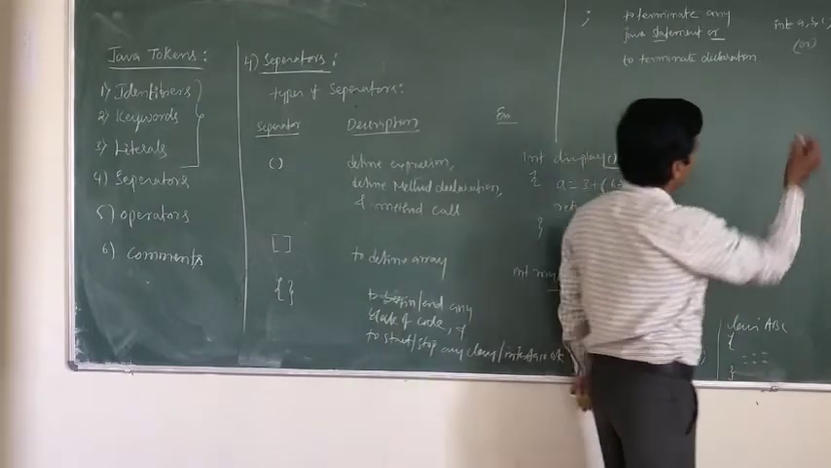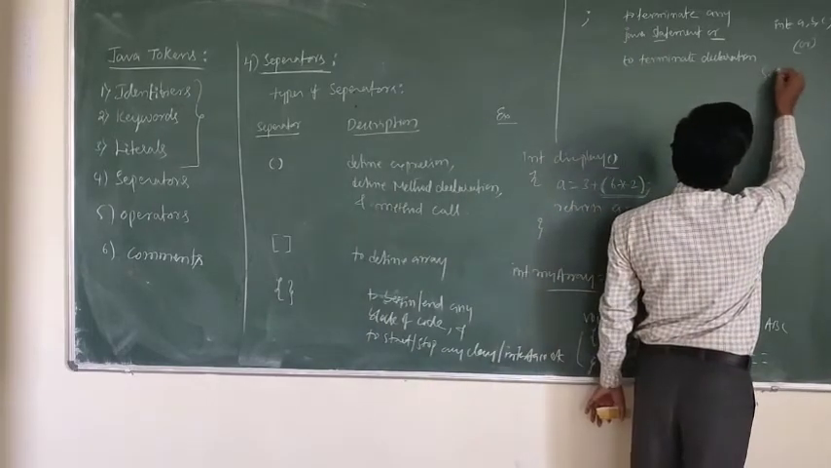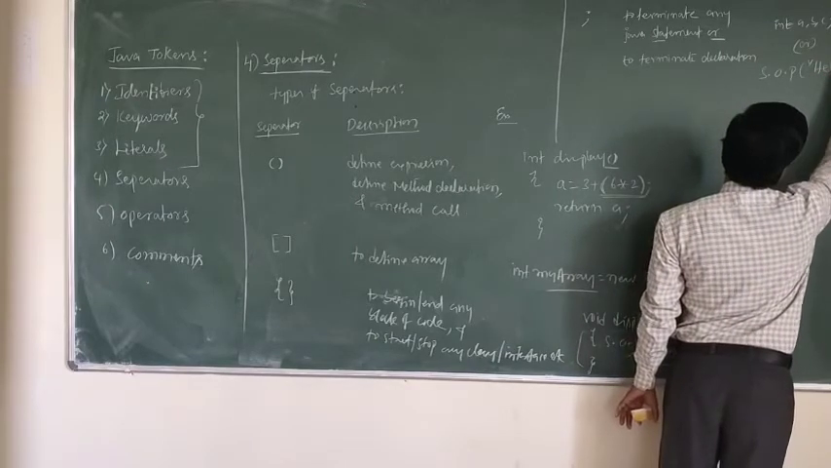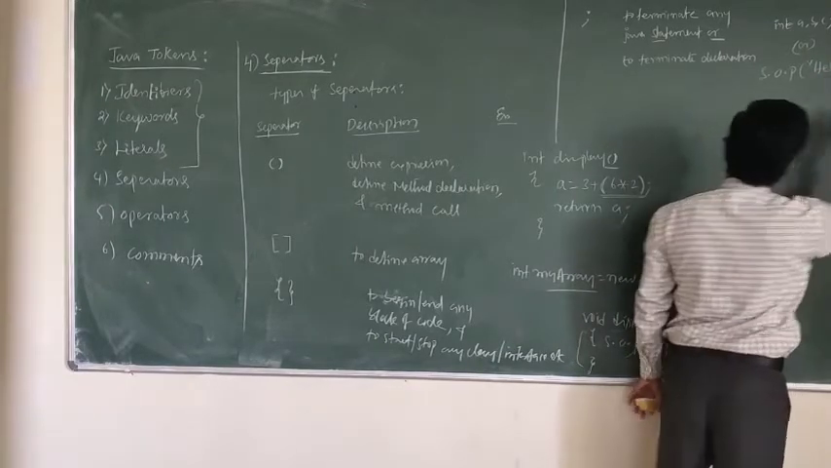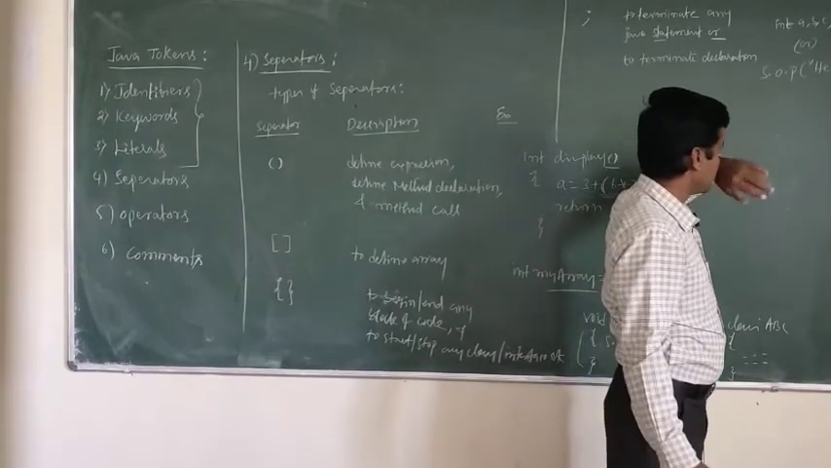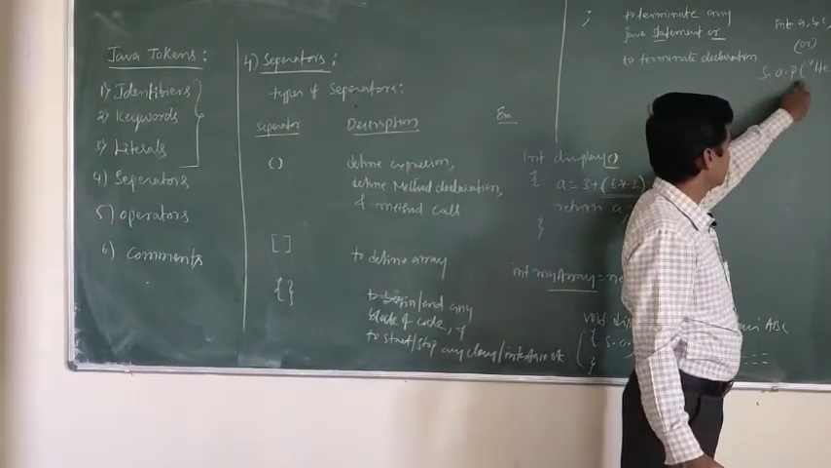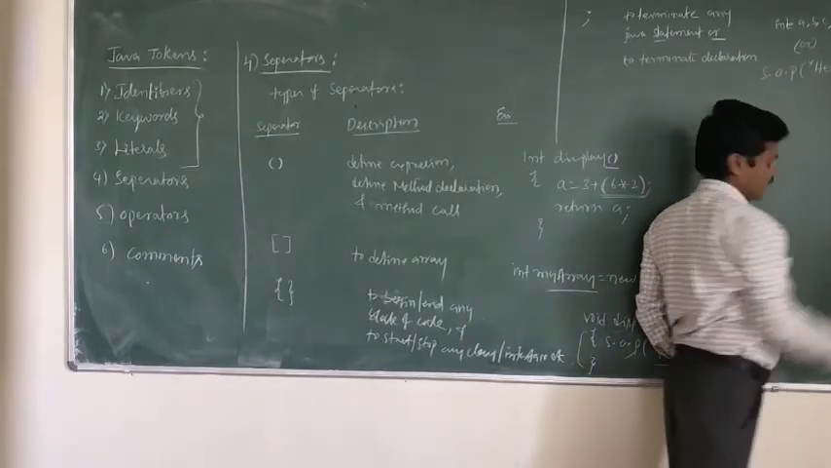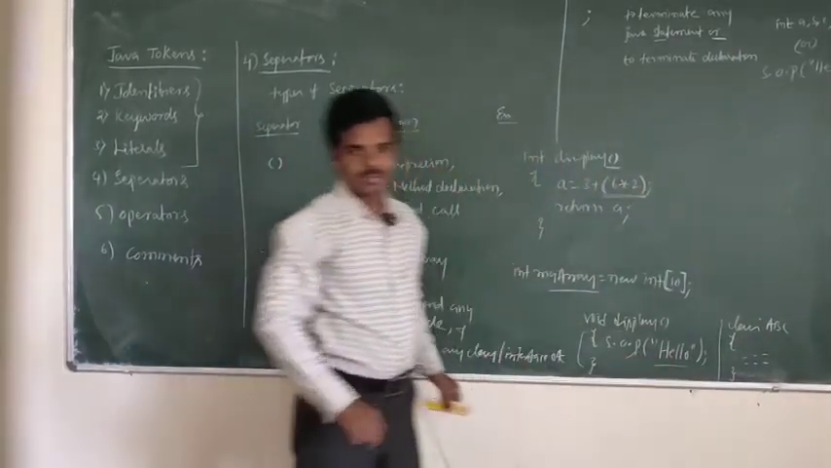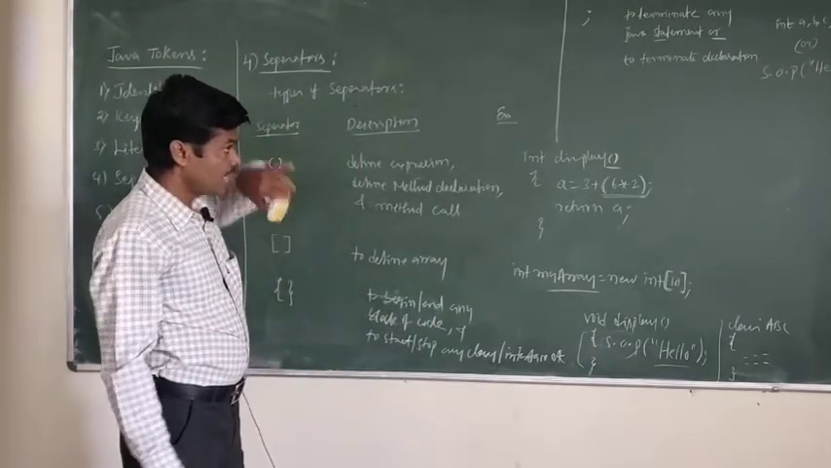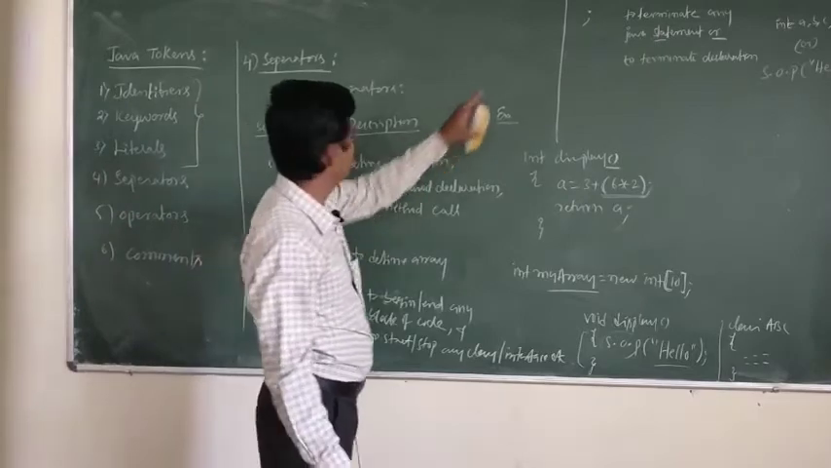Or you can also use it to terminate a statement. For example, system.out.println hello. See here, this is one statement in Java, that is a displaying statement, system.out.println hello. So after the end of the statement, you have to put the semicolon. That indicates the end of the statement. So that is the use of the semicolon.